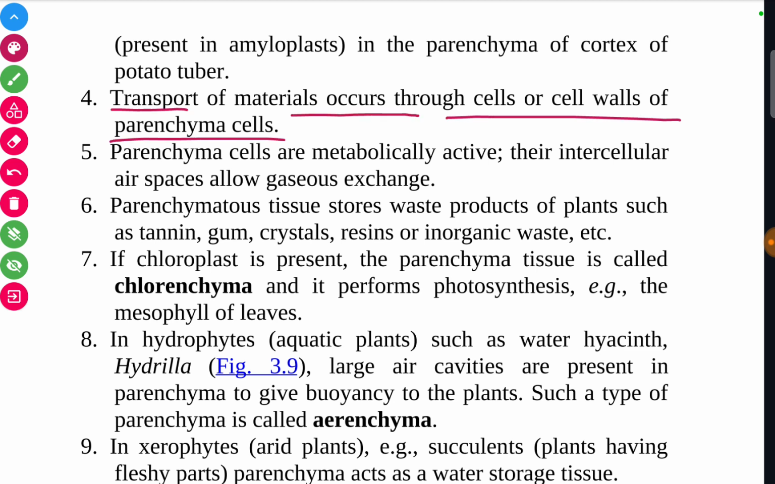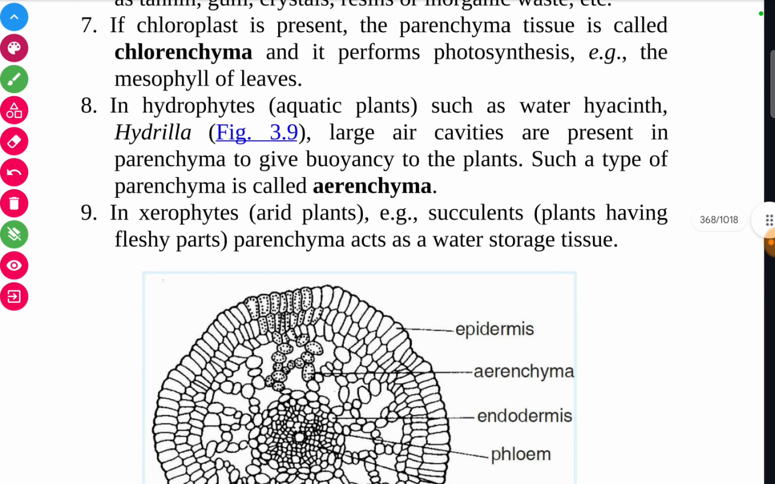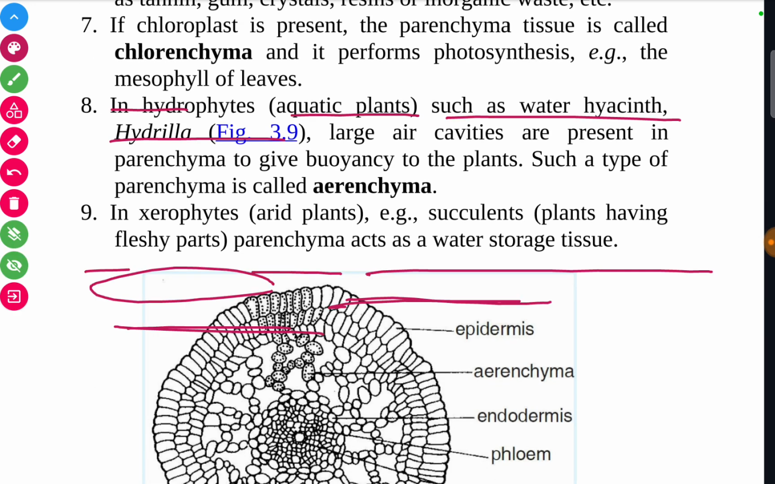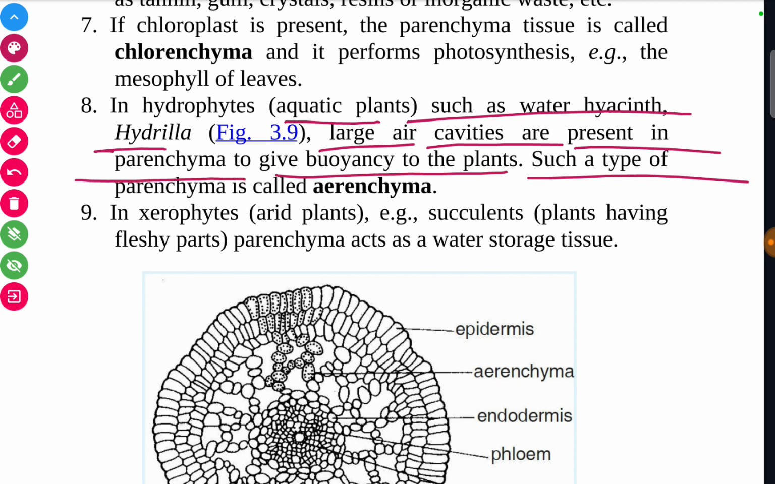The next point is that transport of material occurs through the cell walls from cell to cell of the parenchyma. The next point is chlorenchyma. If chlorophyll is present, the parenchyma tissue is chlorenchyma. It performs photosynthesis, for example in the mesophyll of leaves. In hydrophytes, meaning aquatic plants such as water hyacinth and hydrilla, large air cavities are present in the parenchyma to give buoyancy to the plant. Such a type of parenchyma is called aerenchyma.